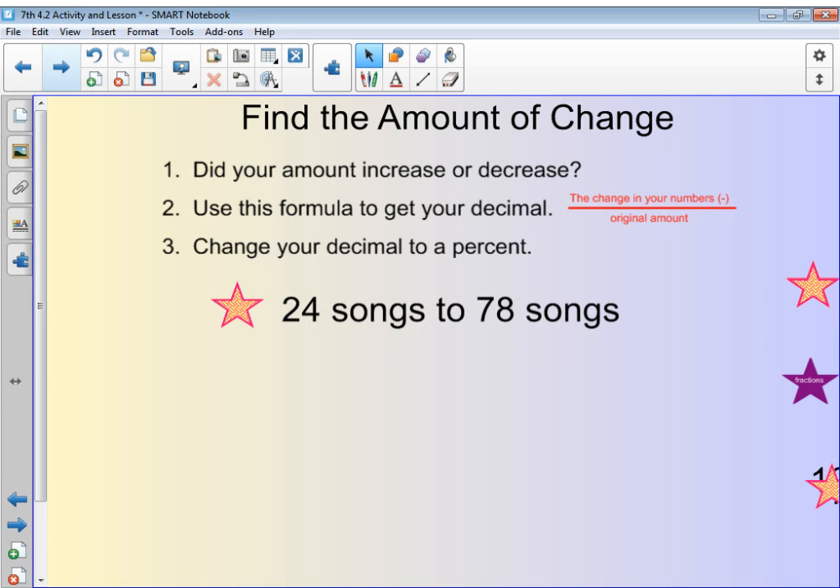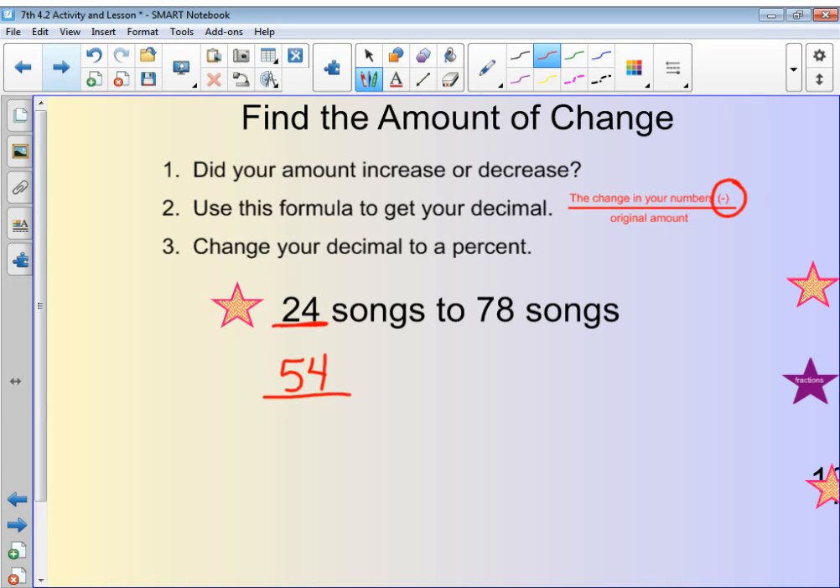Okay, so go ahead and try this one. 24 songs to 78 songs. Okay, so remember we find our change, so we're going to subtract between them. So 78 minus 24 is going to leave me with 54. That's my change over my original, not my largest number, but my original number, which was 24. Okay, so this is your MP3 player. You had 24 songs, or your iPod. Now you have 78 songs. I want to know how much it increased or decreased.